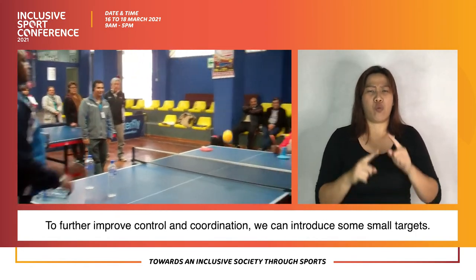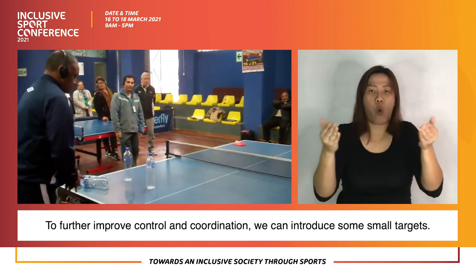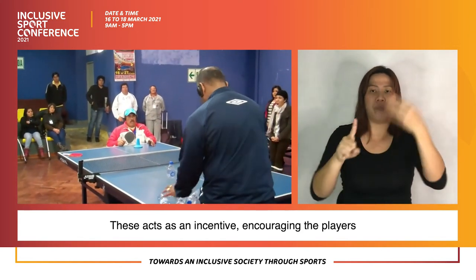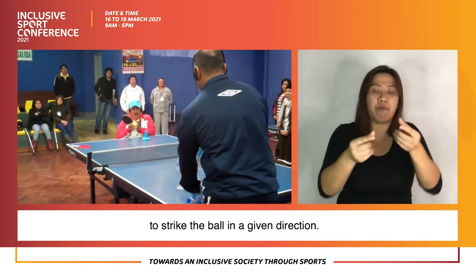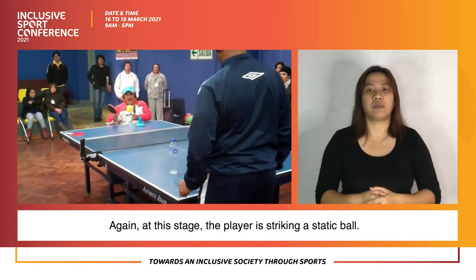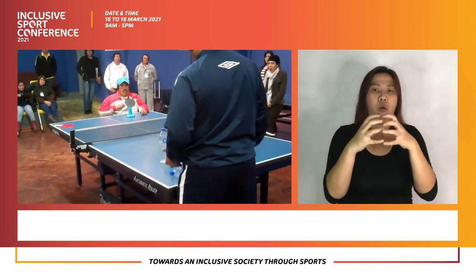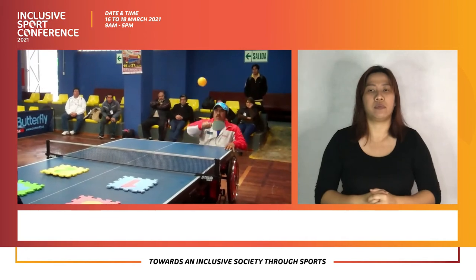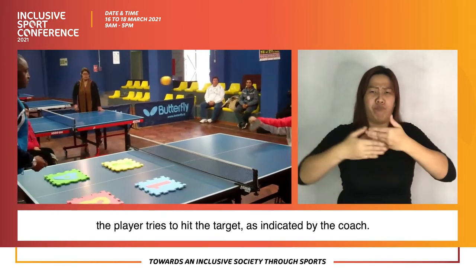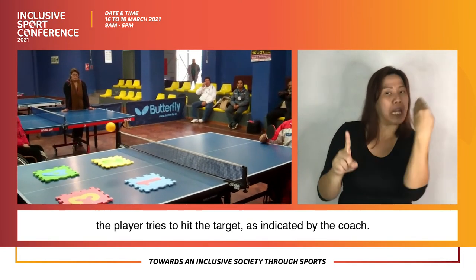To further improve control and coordination, we can introduce some small targets. These act as an incentive, encouraging the players to strike the ball in a given direction. Again, at this stage, the player is striking a static ball. In this final part of the progression, the player tries to hit the target as indicated by the coach.